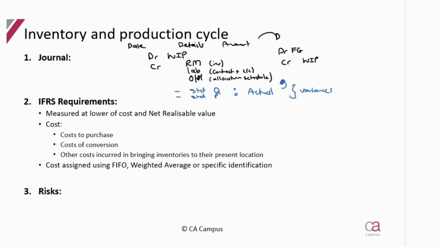Okay, so what are your IFRS requirements? It needs to be measured at the lower of cost and net realizable value. Costs are cost to purchase, costs of conversion, and other costs incurred in bringing the inventory to their present location. So you've got to make sure that when you're testing the cost, you're testing all of these components, because that's what IFRS says makes up the cost for inventory. And then it tells you how you can assign your cost: using FIFO, weighted average or specific identification.